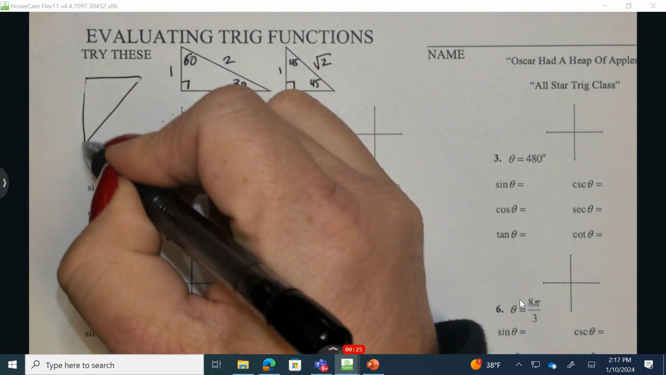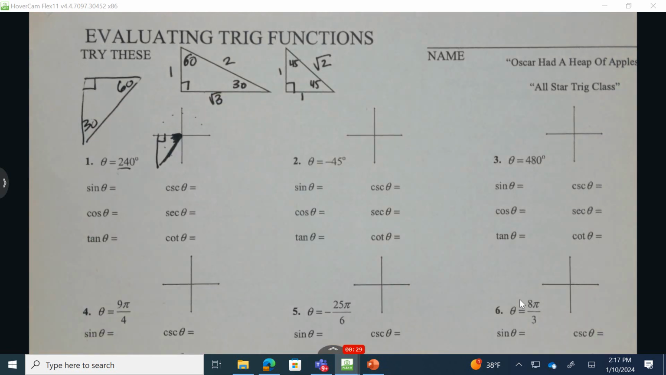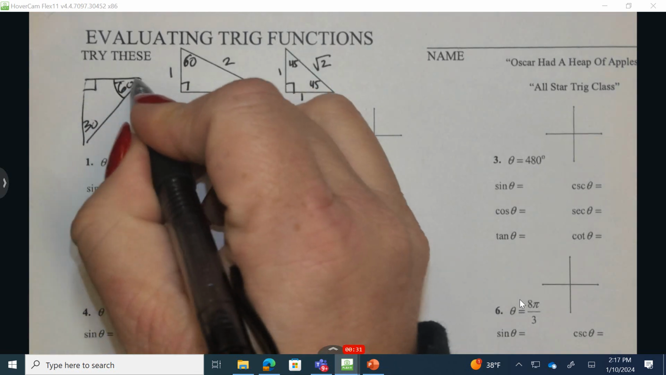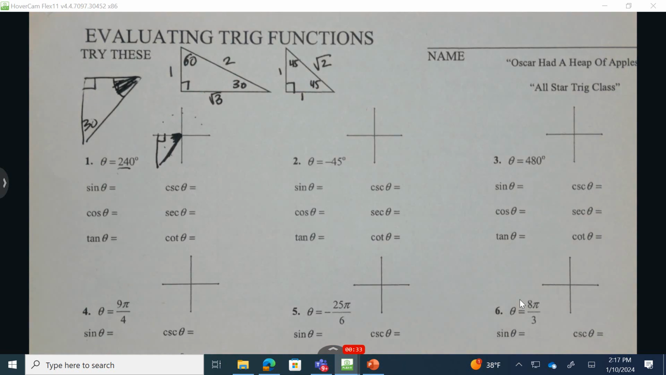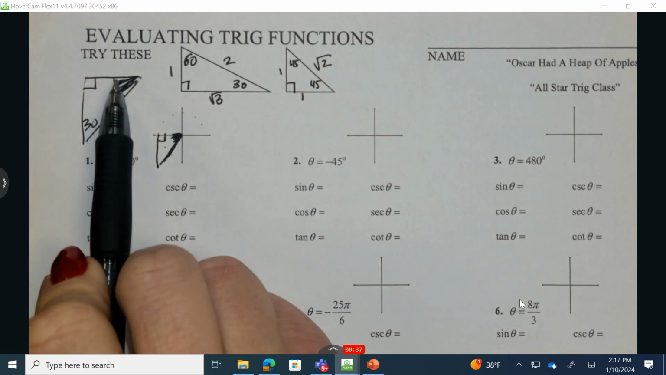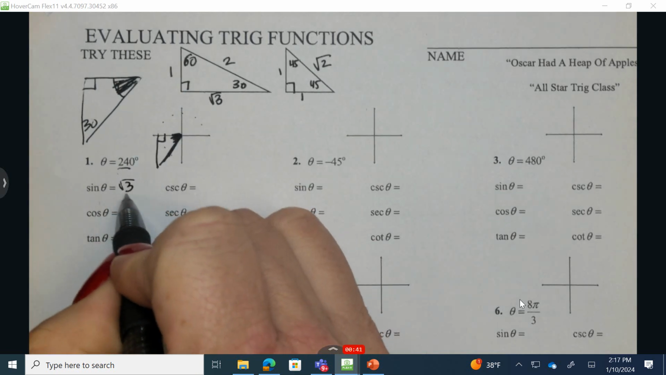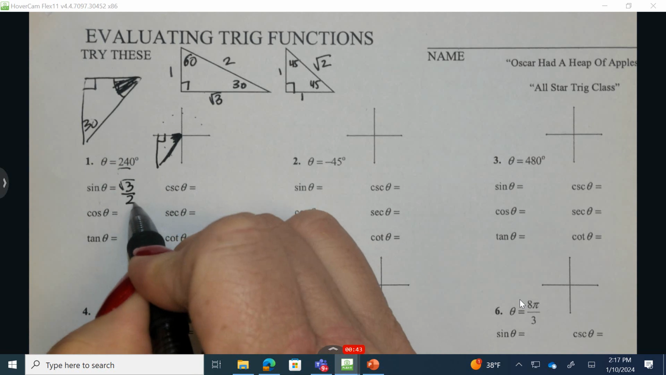evaluating. This is 60, 30, and the right triangle. So this is the angle that I'm going to be assessing. All right, what is sine? Sine is opposite over hypotenuse. Opposite of 60 degrees is radical 3, and then the hypotenuse is 2.